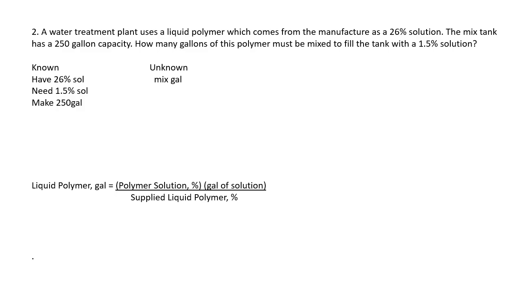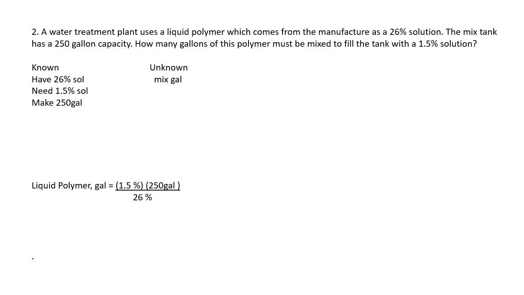Again, the formula is the polymer solution percent that you desire times the gallons of solution you want to make, divided by the supplied liquid polymer percent. We're going to plug our numbers into our formula. Your desired 1.5% times the 250 gallons you're going to make divided by the 26% solution that you already have. Again, we're using 26%, not a decimal, because the formula does not ask for a decimal.